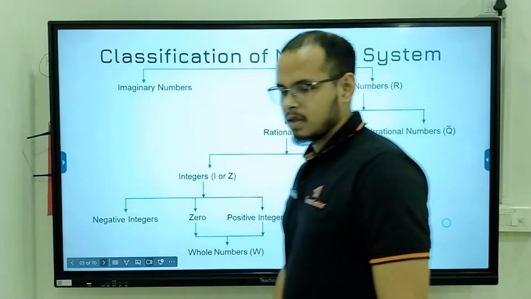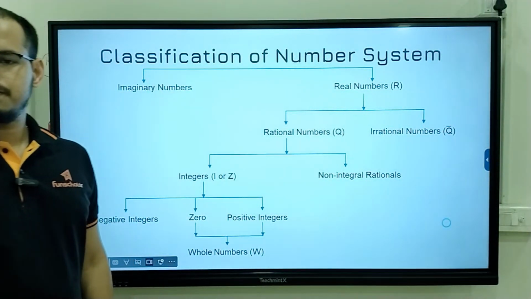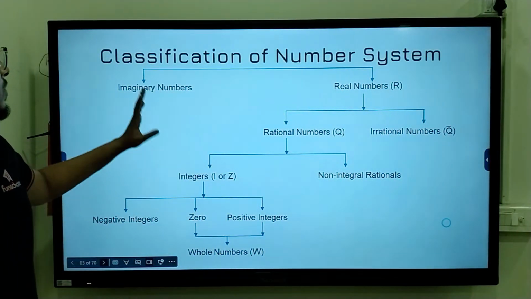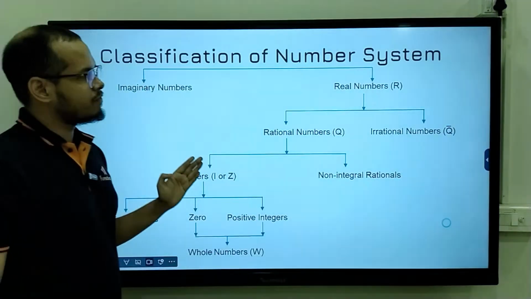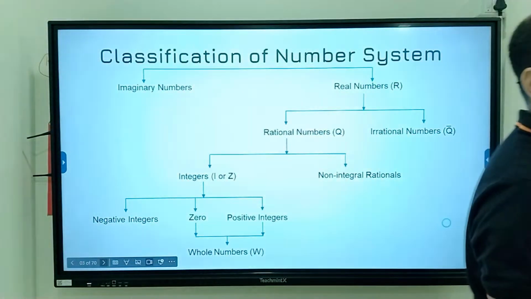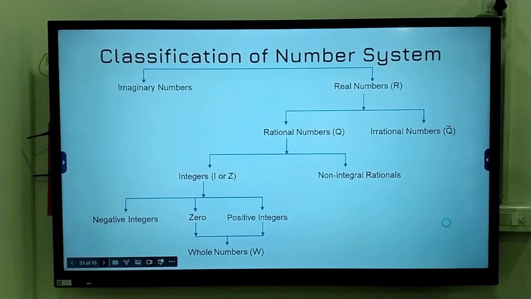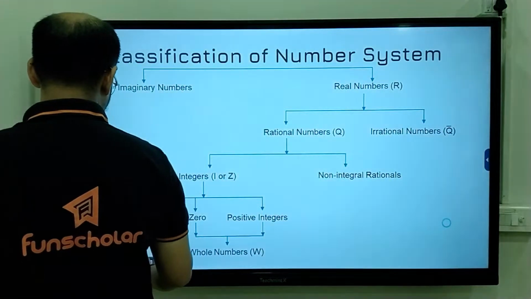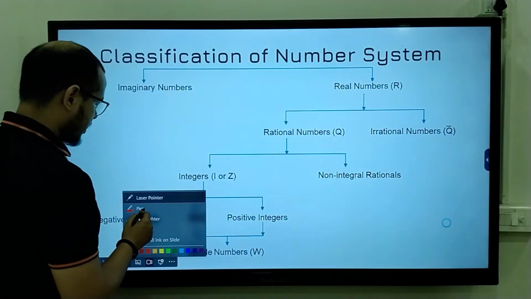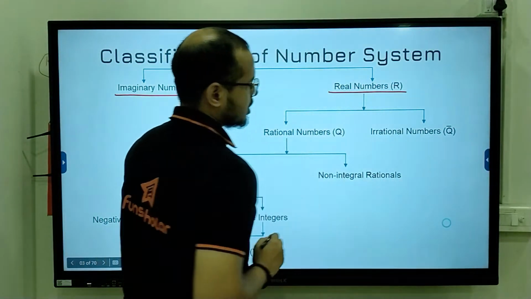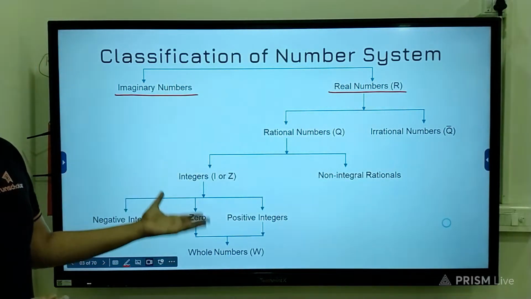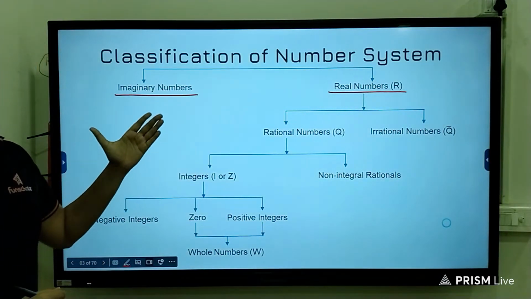Let's start off. This is a classification of the number system. This consists of the entirety of everything, whatever numbers there are. This particularly is known as the classification of the number system. If you want to find out the first expansion that can be done, first is imaginary numbers and real numbers. So the first type of classification that we find is imaginary and real numbers.